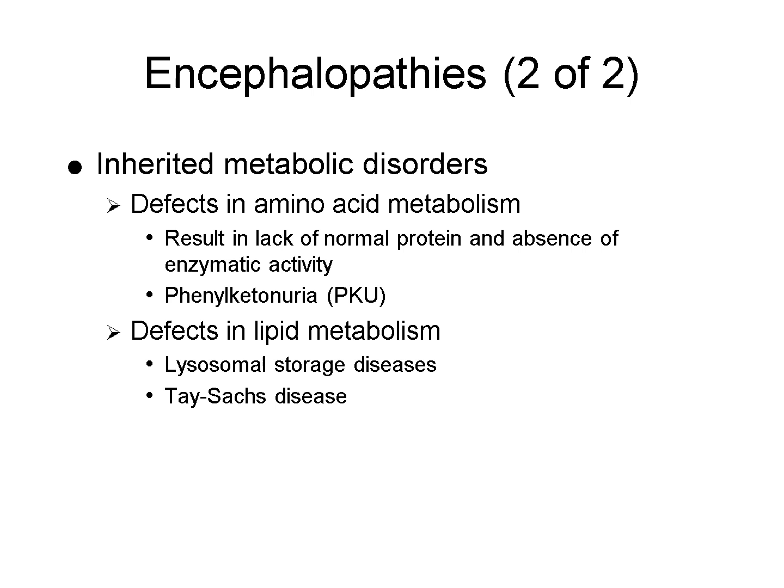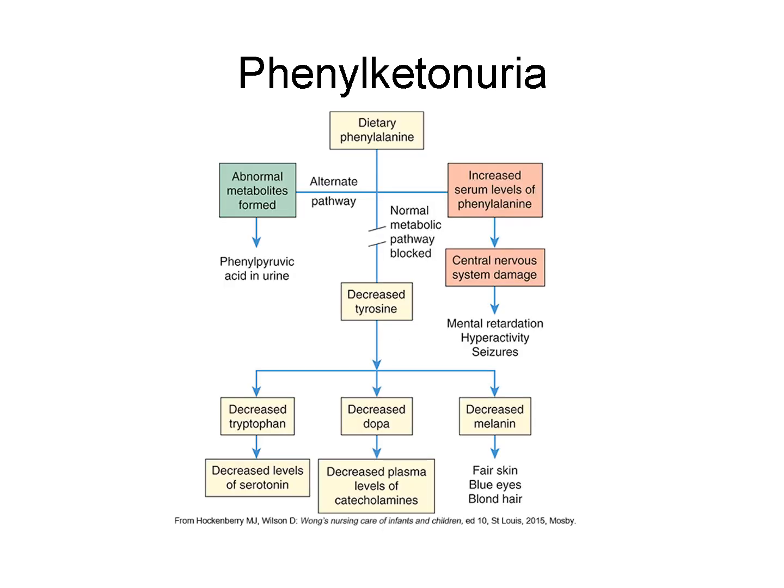When these pathways are disrupted, toxic substances accumulate in the nervous system and damage the brain. Phenylketonuria, or PKU, is a well-known example in which the body lacks the enzyme needed to process phenylalanine. If untreated, it can lead to intellectual disability, but early dietary management can prevent severe symptoms.